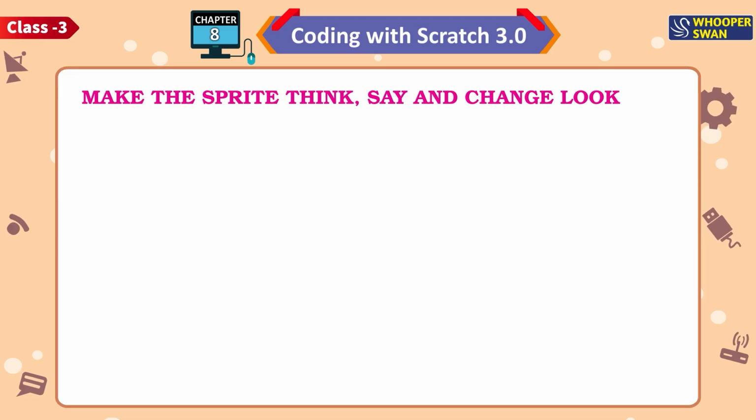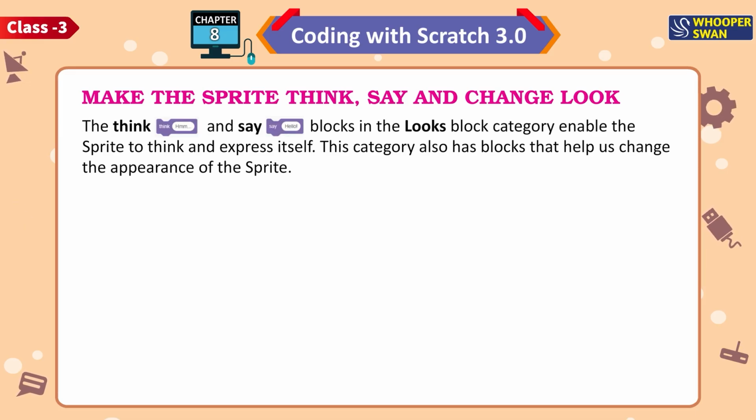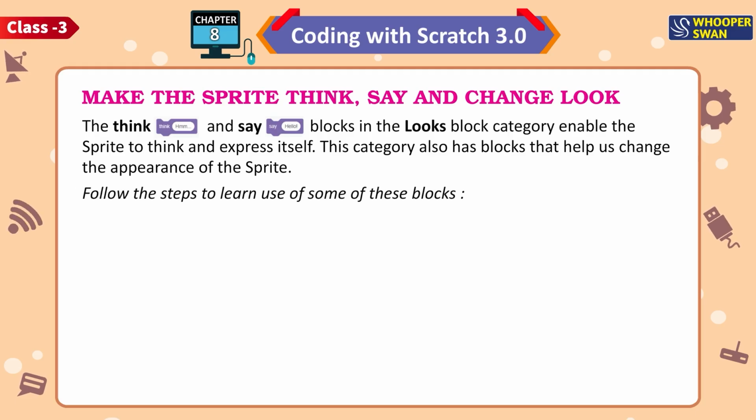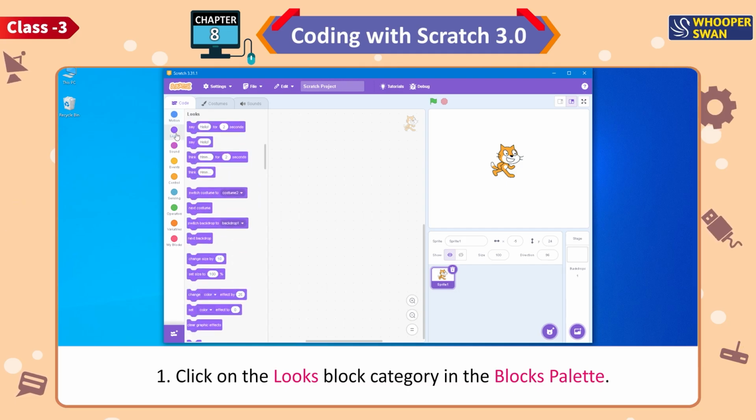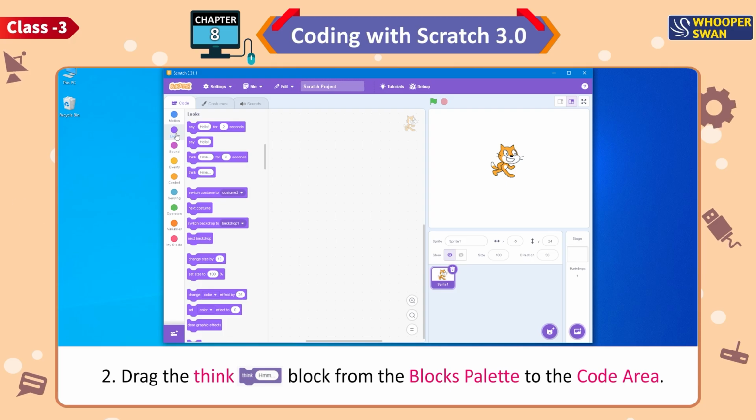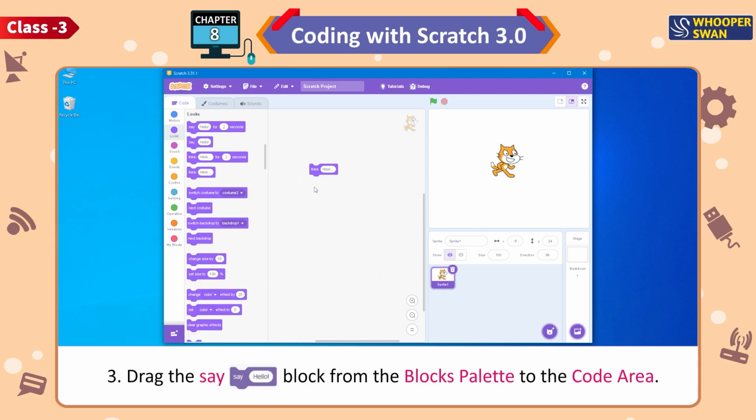Make the sprite think, say, and change look. The Think and Say blocks in the Looks block category enable the sprite to think and express itself. This category also has blocks that help us change the appearance of the sprite. Follow the steps to learn use of some of these blocks. Step 1. Click on the Looks block category in the Blocks palette. Step 2. Drag the Think block from the Blocks palette to the Code area. Step 3. Drag the Say block from the Blocks palette to the Code area.